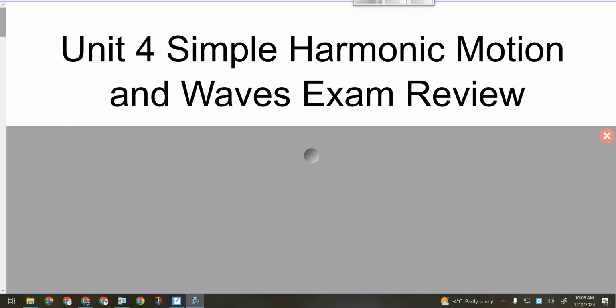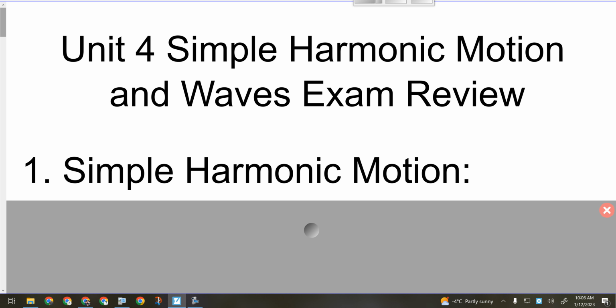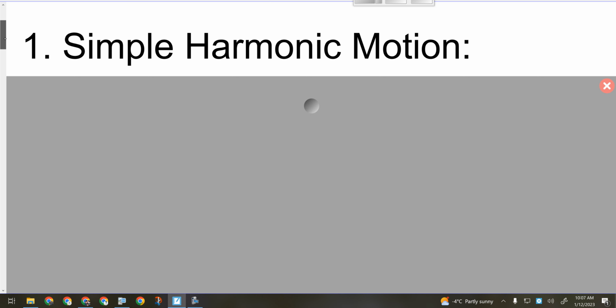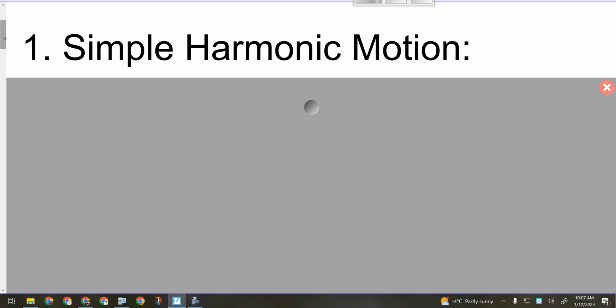All right, so the first thing that we covered in this unit was simple harmonic motion. We looked at what it means to move with simple harmonic motion, and we looked at the two examples of simple harmonic oscillators: a mass on a spring, and the pendulum. Now, what things affect the period of a mass on a spring?